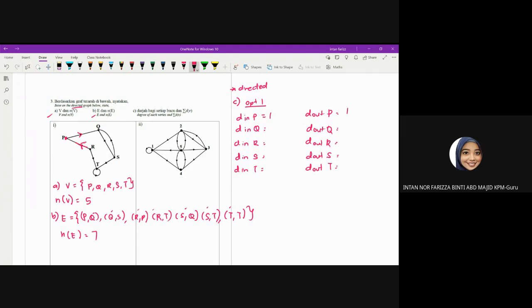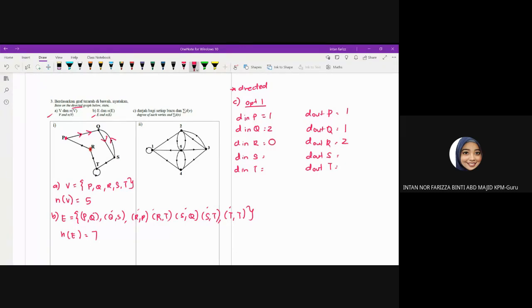Okay, next, from Q, how many coming into Q? So this is into Q. This one also into Q. So 2. How many coming out from Q? We have only 1 out from Q. So this is 1. Next, our R will be here. How many in? There's no in for R, because these two branches are actually out. So 0 for in and 2 for out.